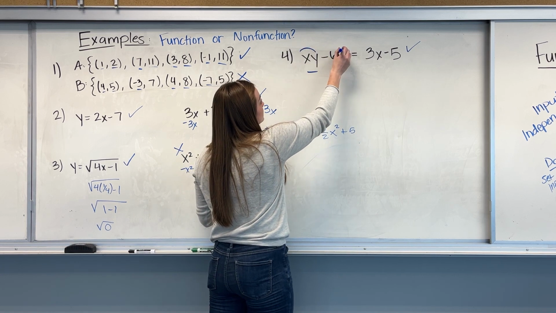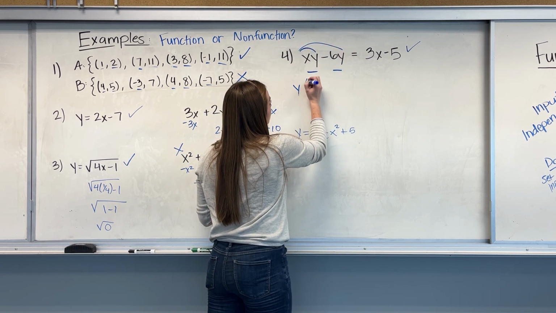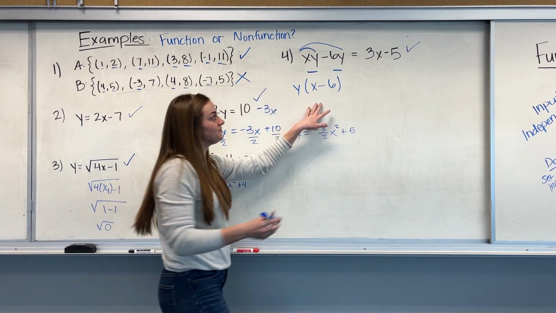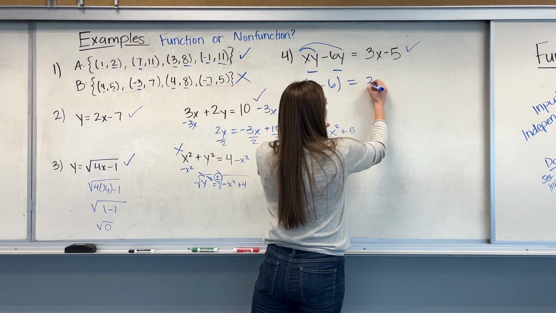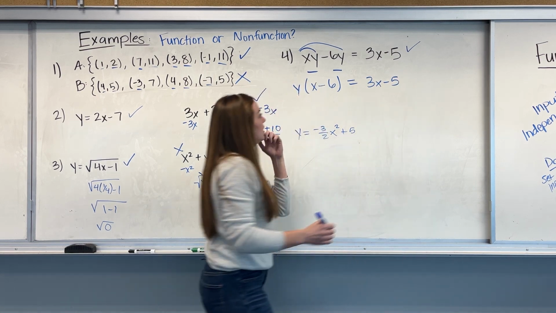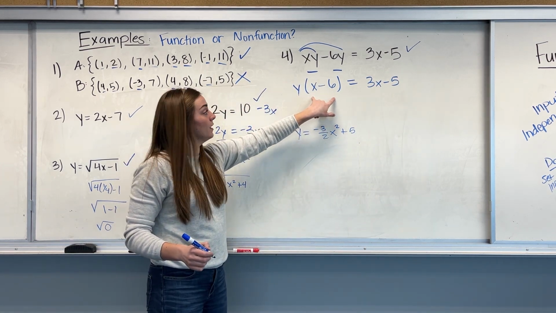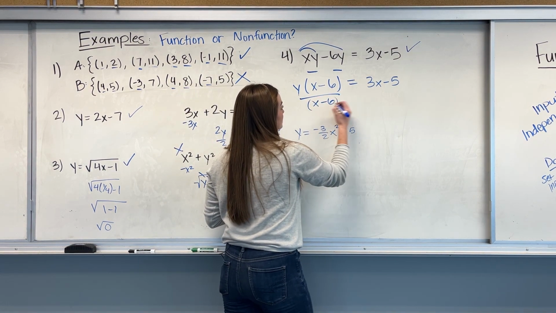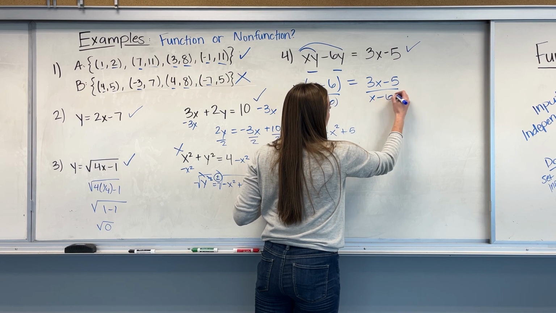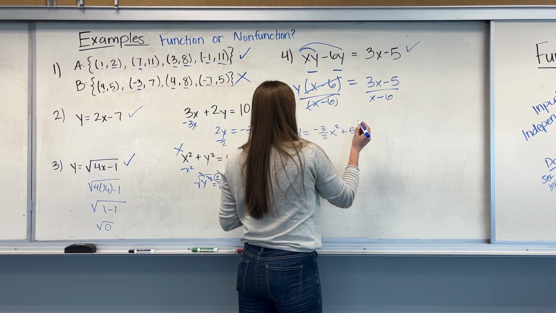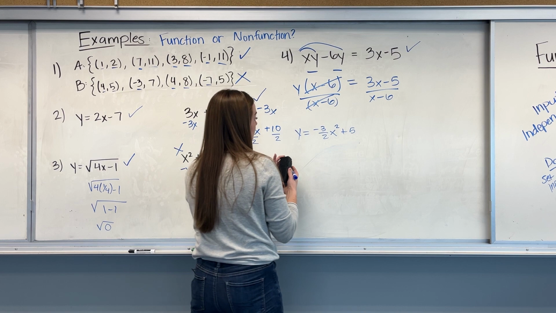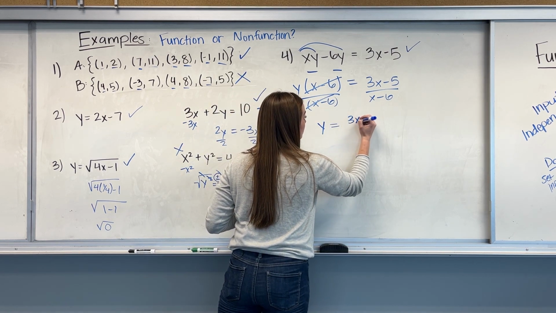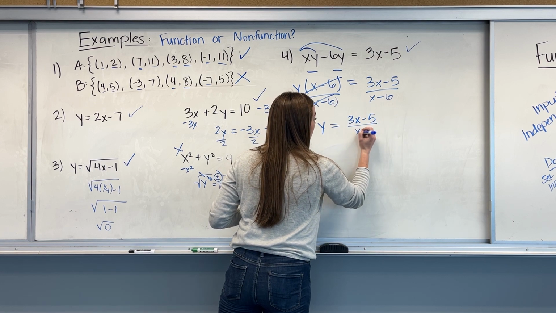So we can factor out a y here, end up with x minus 6 times y. We have x minus 5. So now y is just being multiplied by this whole binomial, so we can divide that to move it to the other side. That cancels. So then we're left with y equals 3x minus 5, over x minus 6.